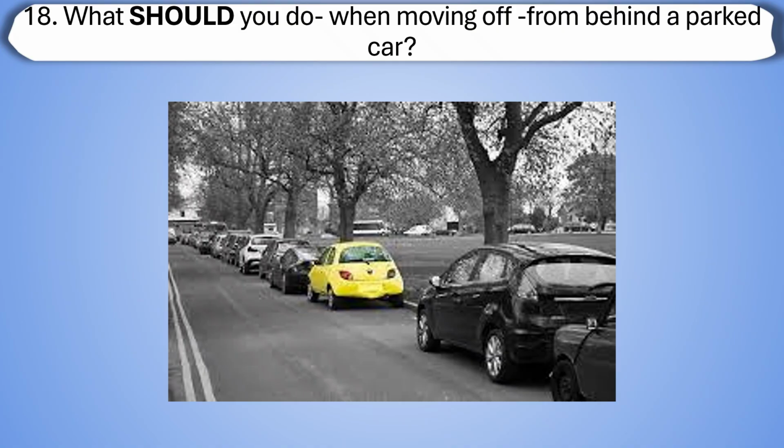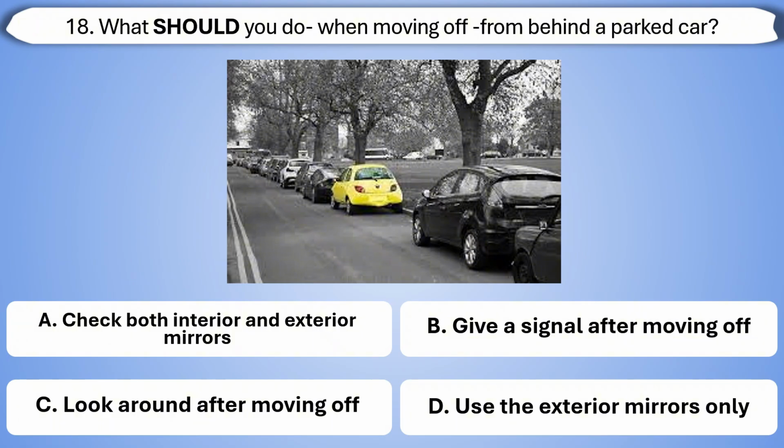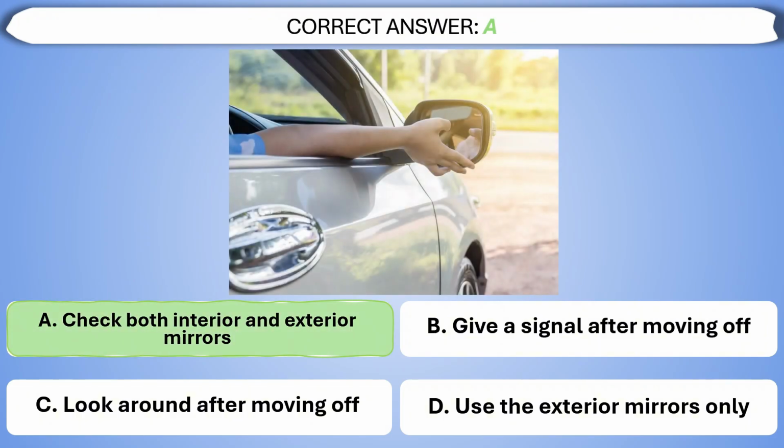18. What should you do when moving off from behind a parked car? A. Check both interior and exterior mirrors. B. Give a signal after moving off. C. Look around after moving off. Or D. Use the exterior mirrors only. The correct answer is A. Check both interior and exterior mirrors.